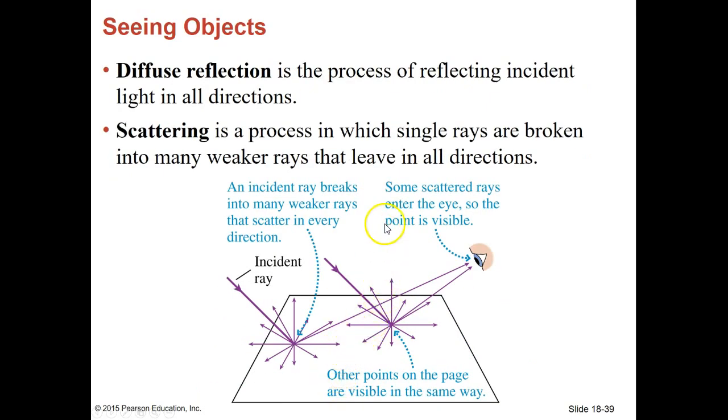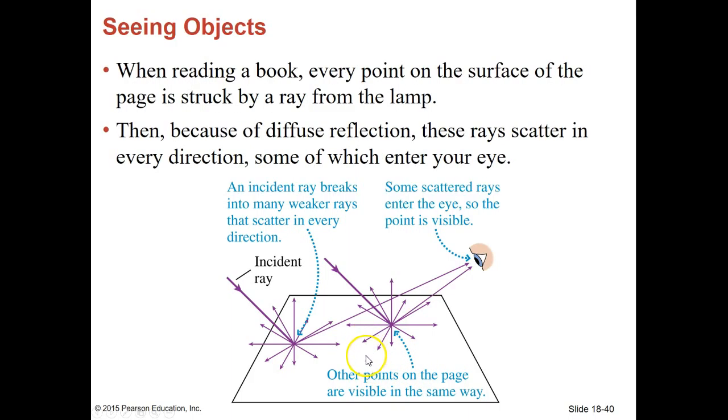Diffuse reflection is a process of reflecting light in all directions. And scattering is a process in which single rays are broken into many weaker rays that leave in all directions. So here we've got an incident ray. It breaks into many weaker rays that scatter in all directions. So that's what we call scattering. And that's kind of what we do when we get a diffuse reflection.